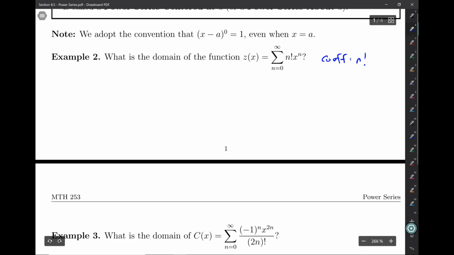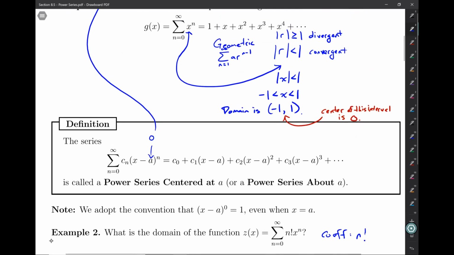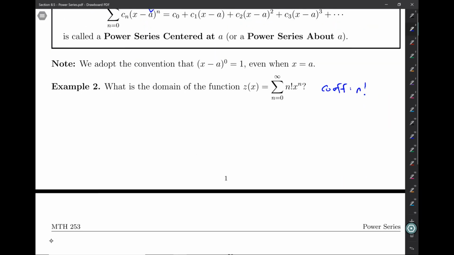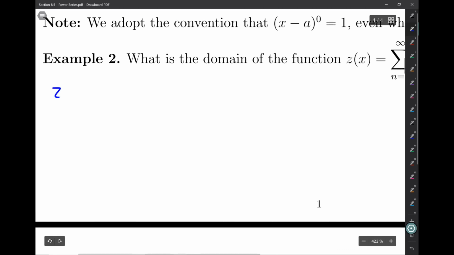It's really nice a lot of the time to take your power series and just expand it, write a few terms. This is already done for us up in the previous example, example number 1. But let's actually write the first few terms of example number 2. So we have z of x is equal to a sum, as n goes from 0 to infinity, of n factorial x to the power of n. When we expand this out, we plug in 0, we get 0 factorial, which is just 1, x to the power of 0, which is just 1.